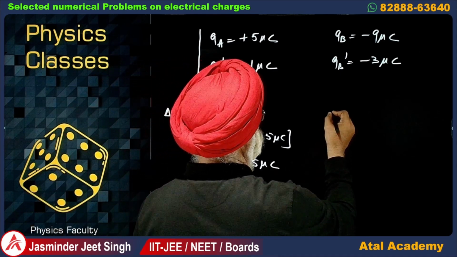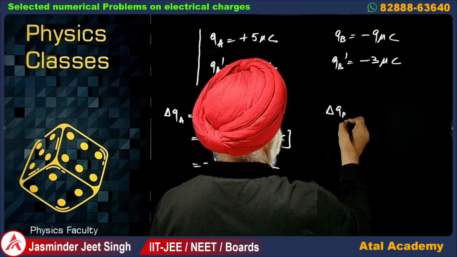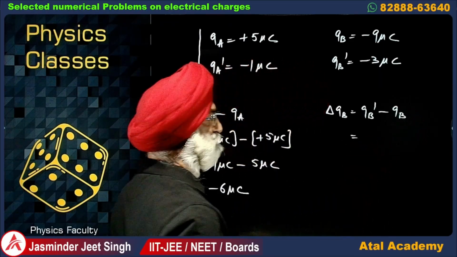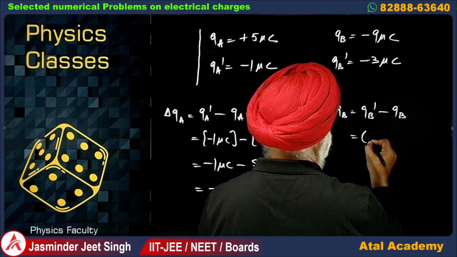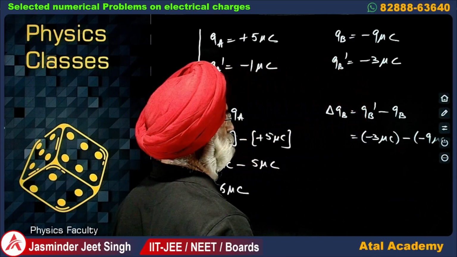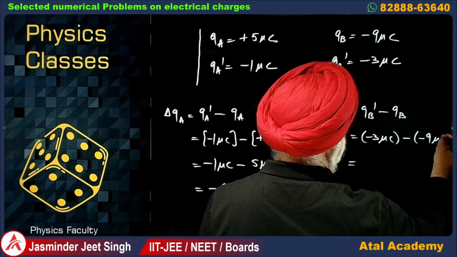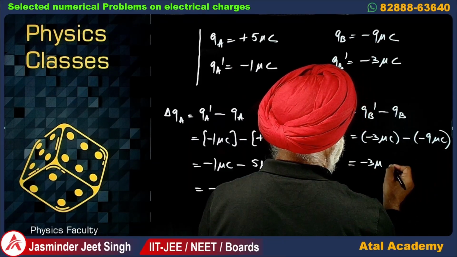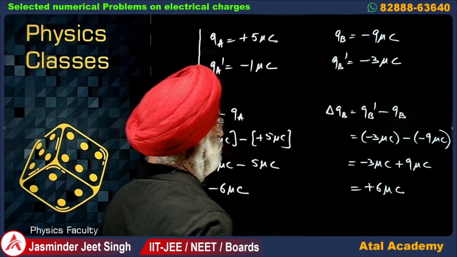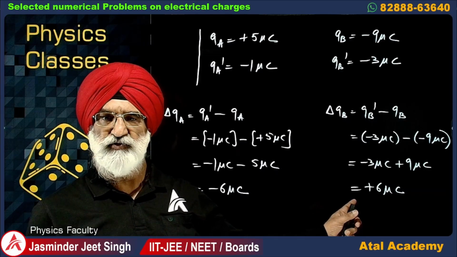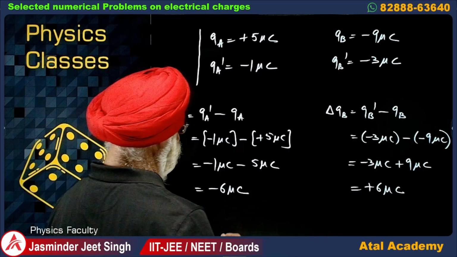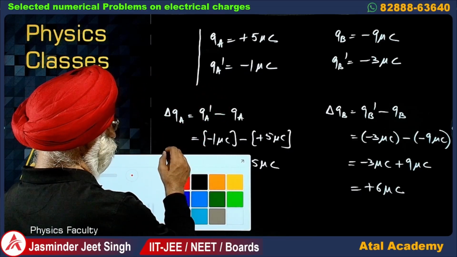And how much charge is changed in conductor B? Final charge on conductor B minus initial charge on conductor B. Final charge on conductor B is minus 3 microcoulomb. Initial charge on conductor B is minus 9 microcoulomb. It will be minus 3 microcoulomb plus 9 microcoulomb. It will be plus 6 microcoulomb. That means 6 microcoulomb is added to conductor B, and 6 microcoulomb is removed from conductor A. That means 6 microcoulomb of charge is being conducted from A to B.